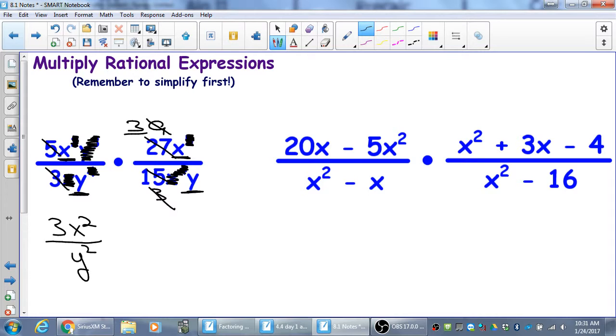It doesn't matter if they're literally above or below each other. If one's on top and one's on the bottom, you can cancel. It doesn't matter where they are.